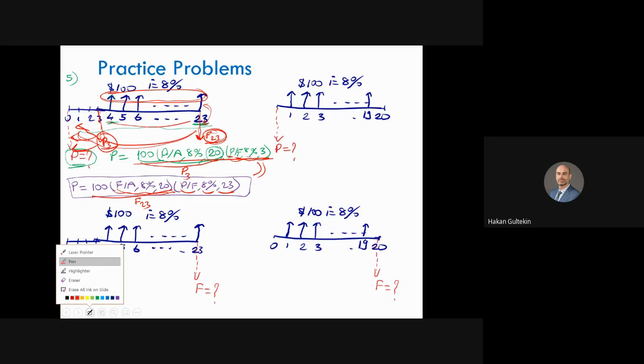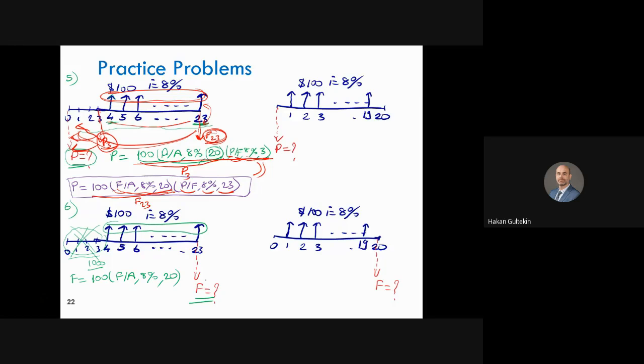Okay, another example, look at this 6. This part over here is not important for you. If it is 1000 periods before, it's not important. You just look at how many payments you have, and you look at what period we are looking for the future value. If this future value is asked at the same time as the last payment, then it is just this formula. The number of payments between 4 and 23, there are 20 payments, and we use the factor F given A. That's it. Okay?